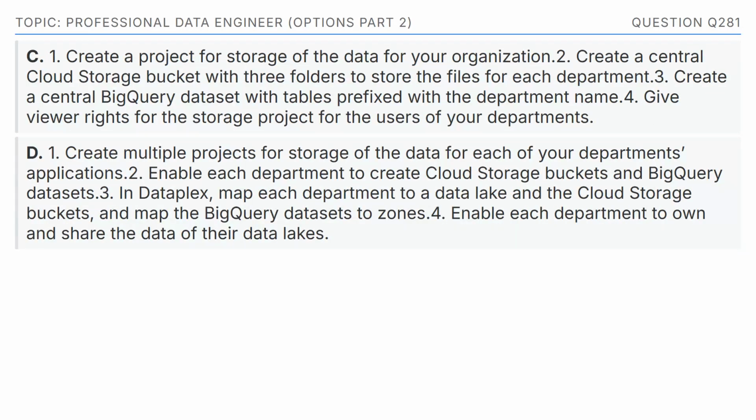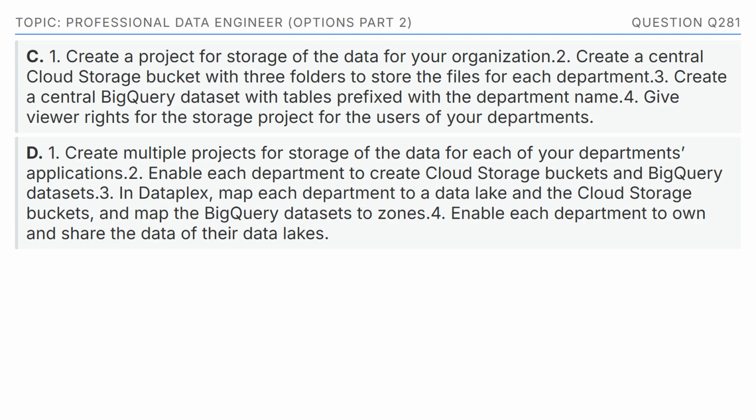And the remaining options are Option C. 1. Create a project for storage of the data for your organization. Point 2. Create a central cloud storage bucket with 3 folders to store the files for each department. Point 3. Create a central BigQuery dataset with tables prefixed with the department name. Point 4. Give viewer rights for the storage project for the users of your departments.